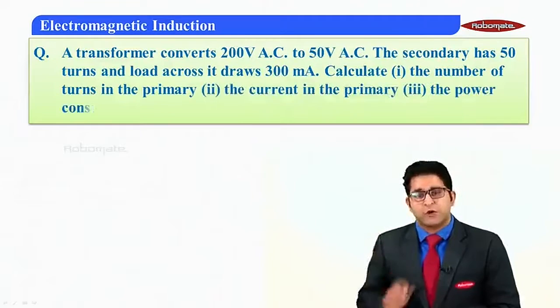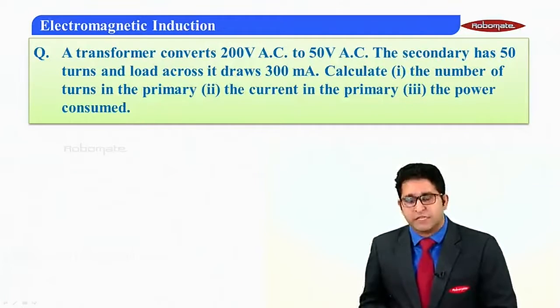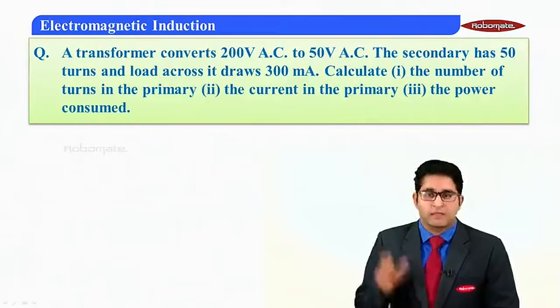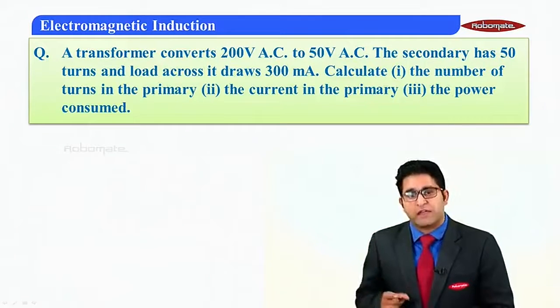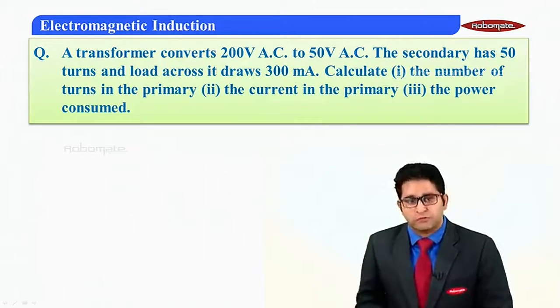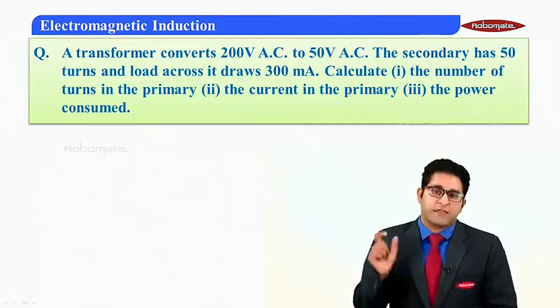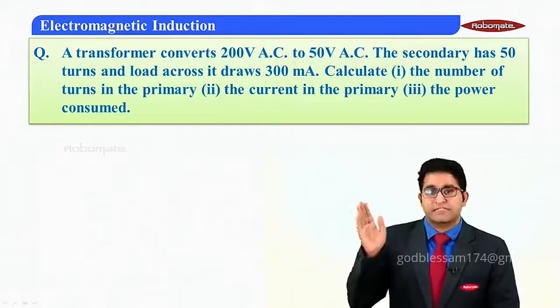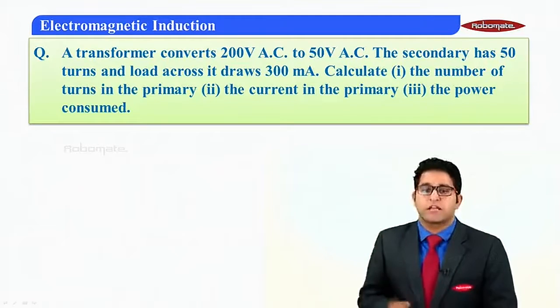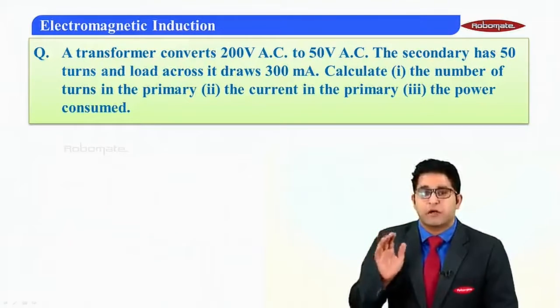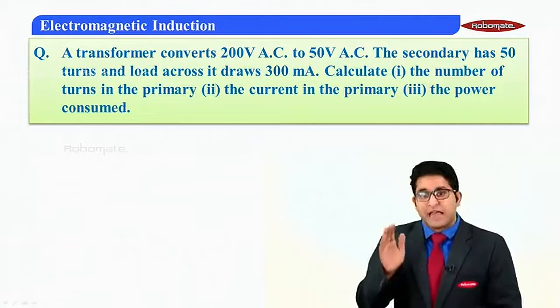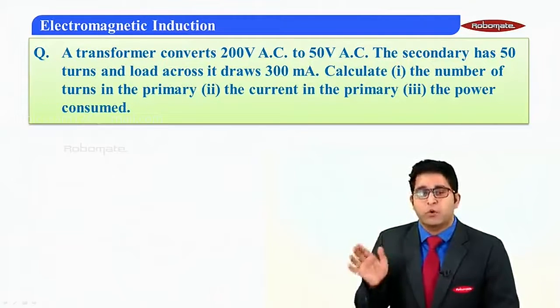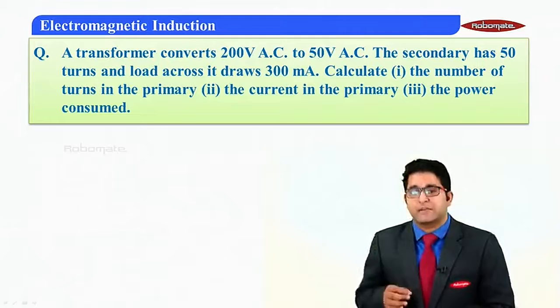It says a transformer converts 200 volt AC to 50 volt AC. That means on the input side we are having input voltage as 200 volts and on the output side we are having output voltage equal to 50 volts. Now as you can see, voltage is getting stepped down. So this particular transformer is nothing but step down transformer. The secondary has 50 turns and load across it draws 300 milliampere.